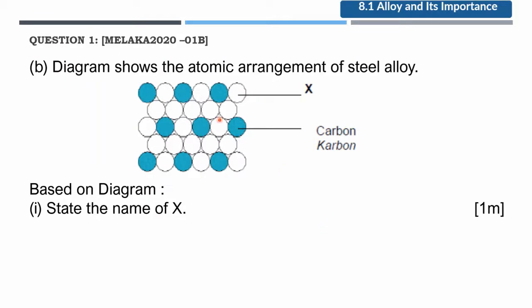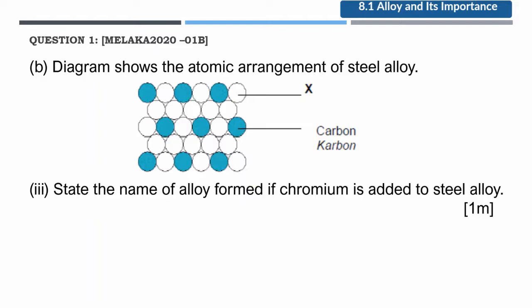This is an example of the questions. The diagram shows the atomic arrangement of steel alloy. You can see here, this alloy is made up of carbon and another element X. Based on the diagram, 1: state the name of X. The question here is saying steel. Steel, remember what I told you? Steel IC. So I is iron, C is carbon. Carbon is stated here, that means X must be iron. Then the answer will be iron. And we reject the formula Fe because the question requests the name.